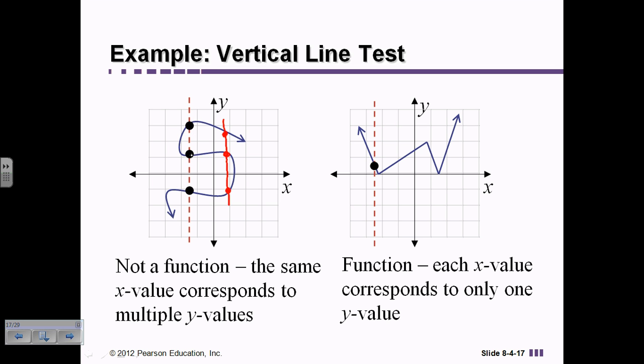Here's another example where it's not a function. Even though I can come over here and draw a line and touch it in one spot, I have to be the devil's advocate and try to find a spot where it touches more than once. So this example is not a function. The second example here, again, I can draw my vertical lines all along here, and no matter where I draw my vertical line, I'm only going to touch the graph once, so this is a function.